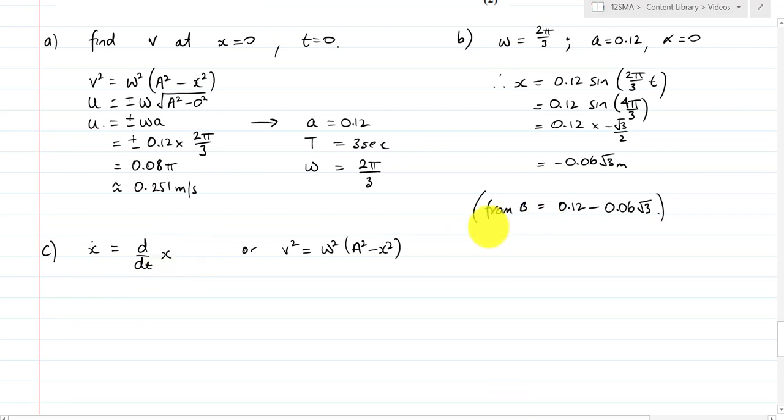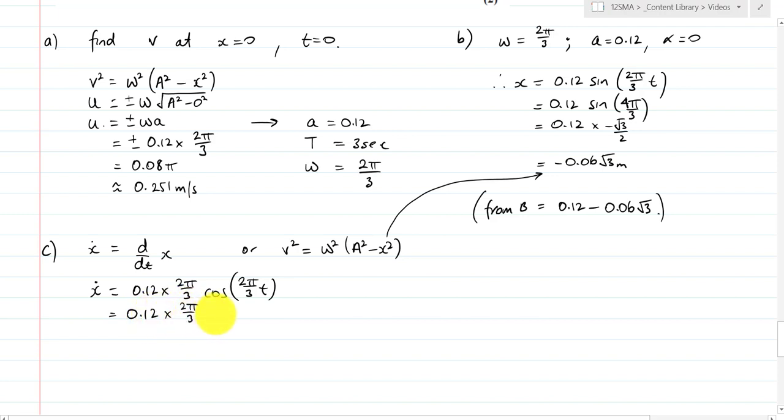Oh, this is probably the wrong angle, by the way. It's this one here. That's the x value of that coordinate. So x dot is equal to the derivative of our function up here, and so that will be 0.12 times 2 pi on 3 times cos of 2 pi on 3 t. We're going to put in t equals 2, so that's equal to 0.12 times 2 pi on 3 times cos of 4 pi on 3.